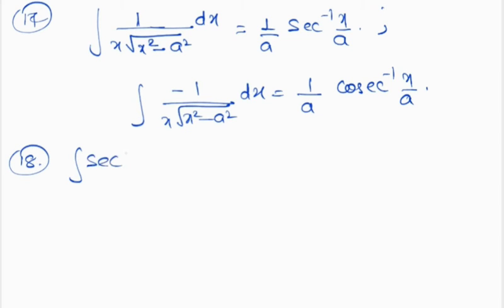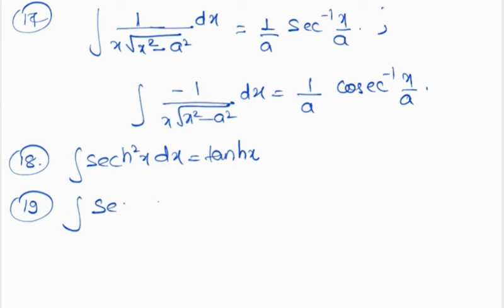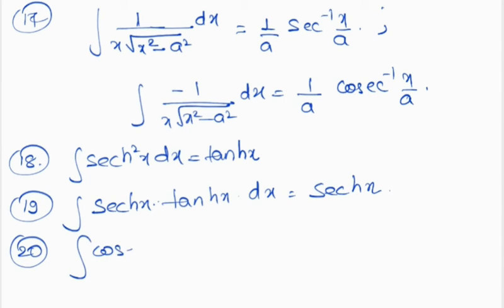Integration of sec h square x dx is tan hx. Integration of sec hx into tan hx dx is equal to sec hx, and integration of cosec hx into cot hx dx is equal to minus cosec hx.